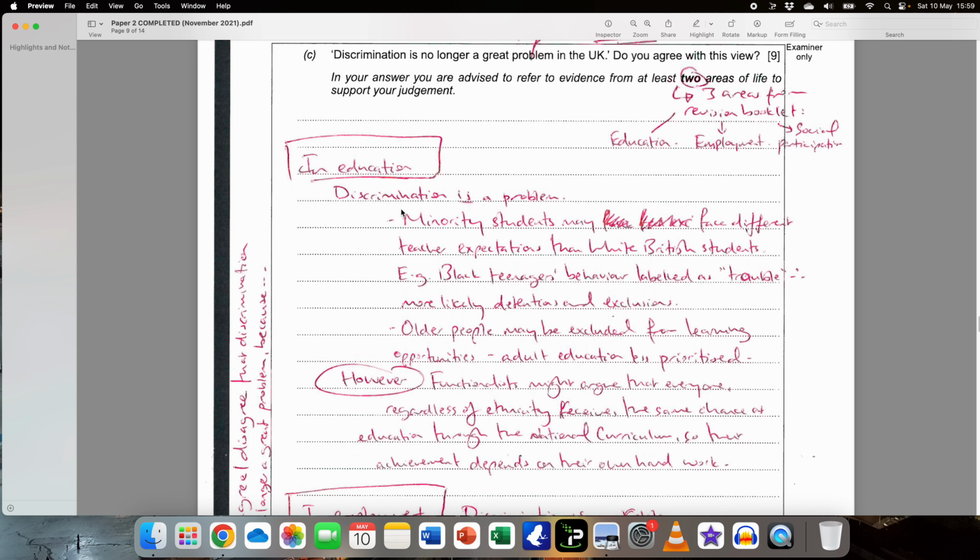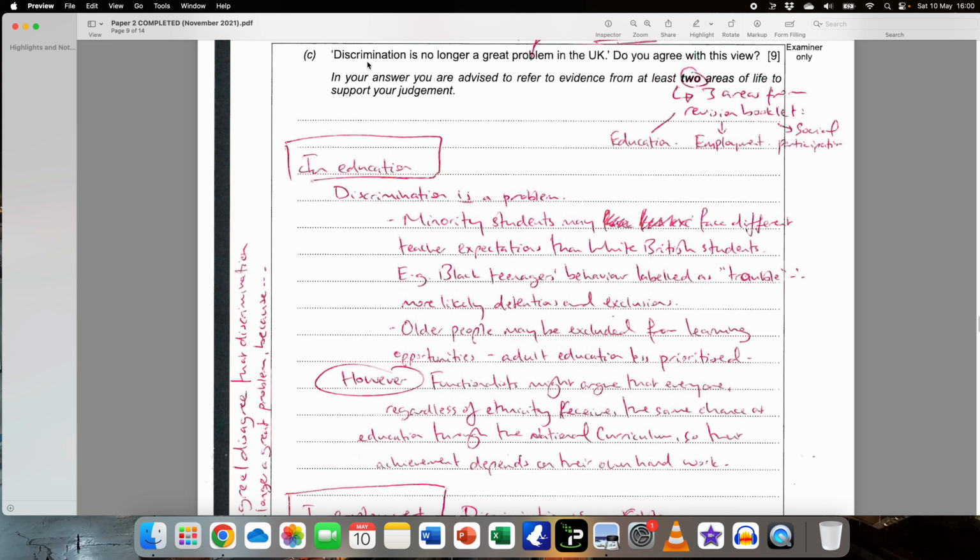In education, discrimination exists because minority students face different teacher expectations than white British students. Who are they? For example, black teenagers' behavior is labeled as trouble. Therefore, they are more likely to get detentions and exclusions. You can also say in education, older people may be excluded from learning opportunities because adult education is less prioritized. It's one of the points in the revision booklet.